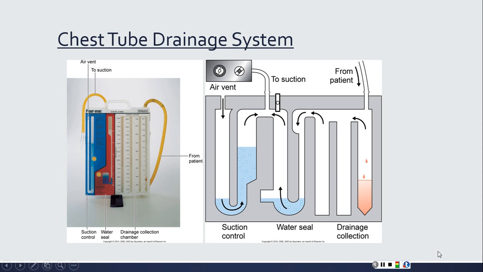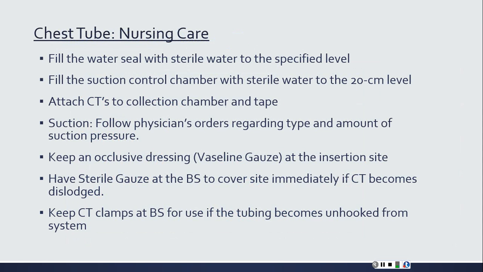All right. Some more of the nursing care aspects. If you're caring for a patient with a chest tube, you fill the water seal with sterile water at a specified level. Again, that's going to be given to you as an order by the physician. You don't adjust the water seal chamber unless you have a physician's order. You fill the suction control chamber with sterile water to the 20 centimeter level, and then we're going to adjust it based off of the physician's order.